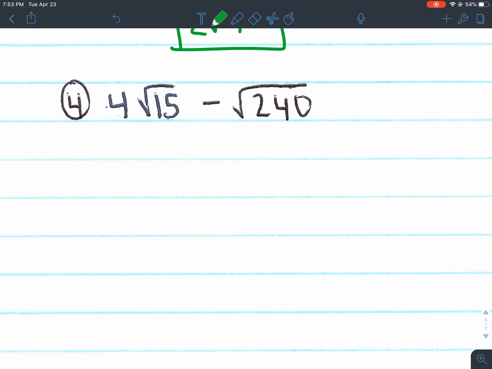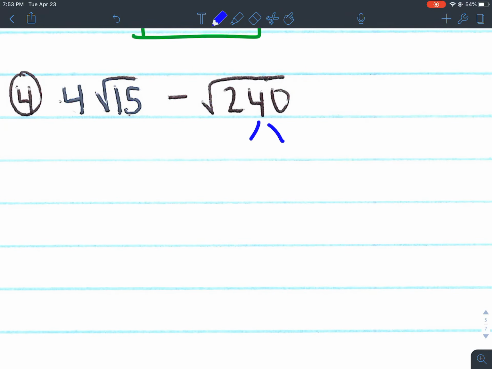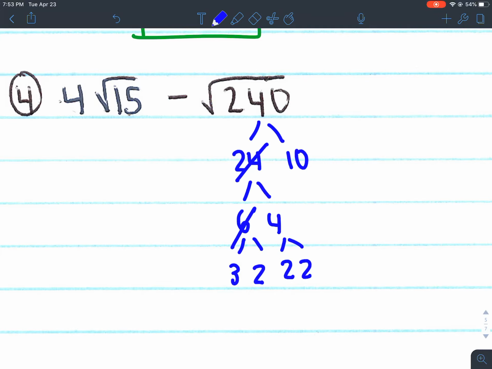All right, number 4, always want to check everything for like radicals, and see if you can simplify them any further. This is going to be 5 times 3. Both of those are prime, no pairs. So 4 square root of 15 is as simplified as I'm going to get, but 240 can simplify. So I'm going to pick 24 and 10, and that's going to give me 6 and 4, and that's going to give me 3 and 2. This will be 2 and 2, and 5 and 2.